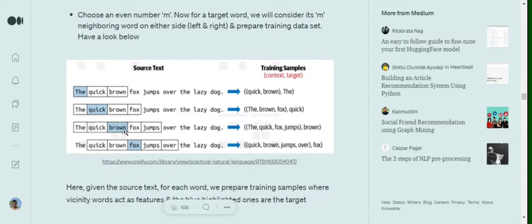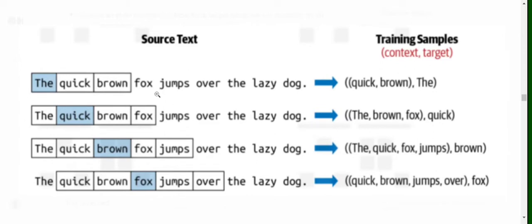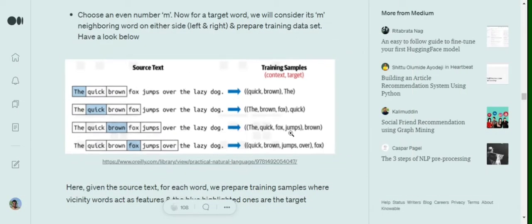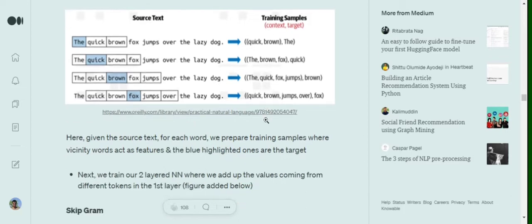Similarly, we'll move ahead towards brown, and again we'll pick up two neighbors from the left hand side and two neighbors from the right hand side. And when we come to fox, you can see that we have picked up two neighbors from the left hand side and two neighbors from the right hand side, and we have skipped the words the and the lazy dog. Now, as you can see, our training data set is prepared where the neighboring words are forming the feature set, and the word that we wish to predict becomes our target variable.